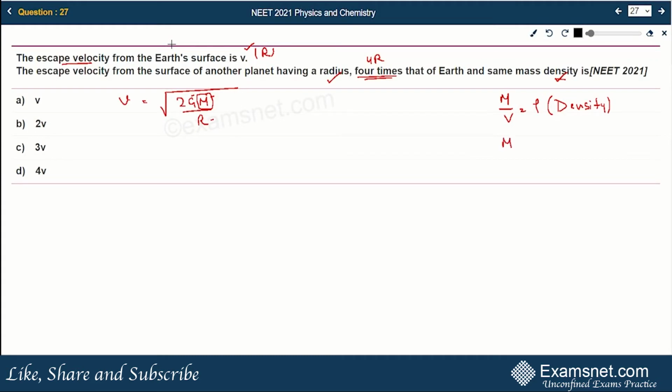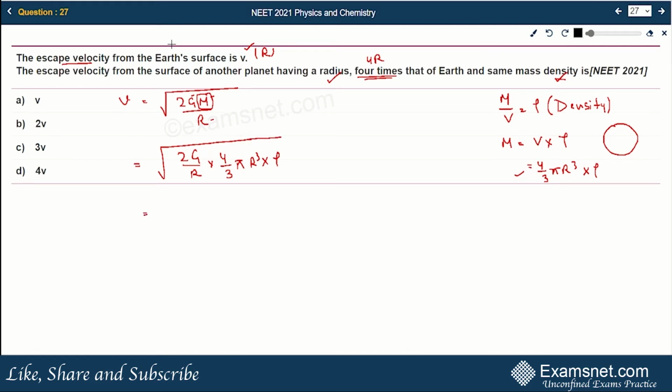So what will be mass? It will be equal to volume into density. And for a sphere, the volume is 4 by 3 pi r cube. So mass will be 4 by 3 pi r cube into density. Okay. So in place of mass, we can write this, isn't it? So let's write it down. Root under 2G by r into 4 by 3 pi r cube into density, that is rho.